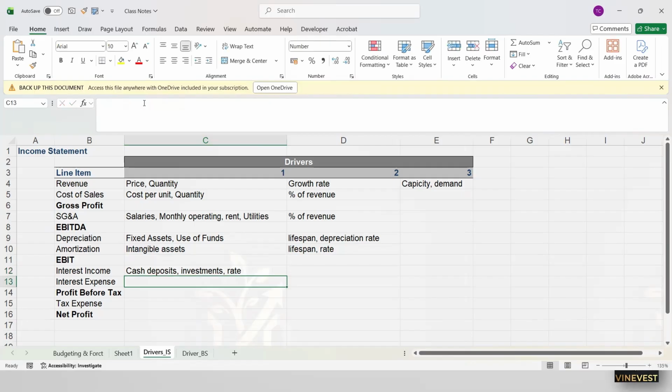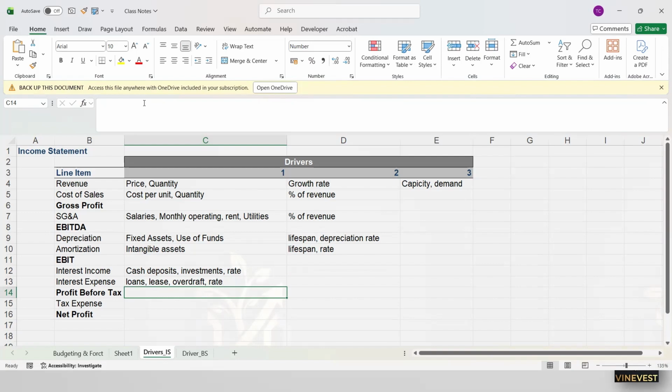Now, the next one is interest expense. Interest expense occurs when you have loans. So you need to know your loans. When you take loans, you pay interest, right? Also if there's any lease, or any overdraft or revolver. Another word for overdraft is revolver. Then what is the rate we are paying, right? So those are the drivers of our interest expense.